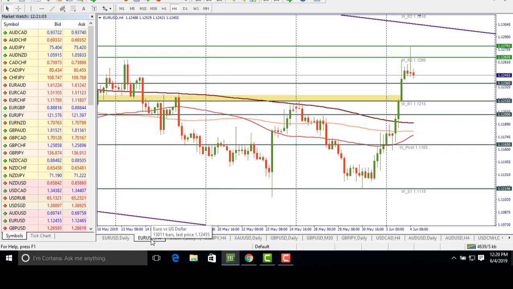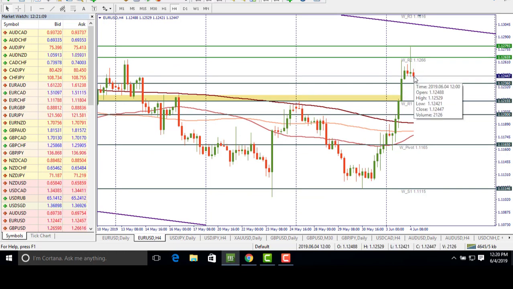Now let's look at the 4-hour chart. Here we can see that the pair spiked towards the resistance at 112.79 and is currently moving down to the support at 112.36.